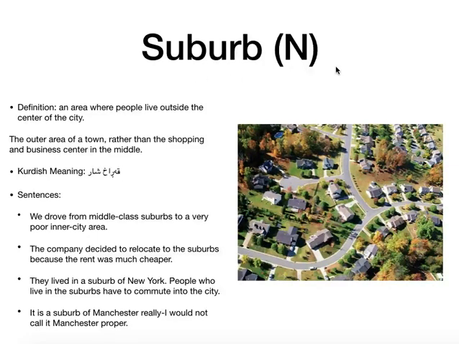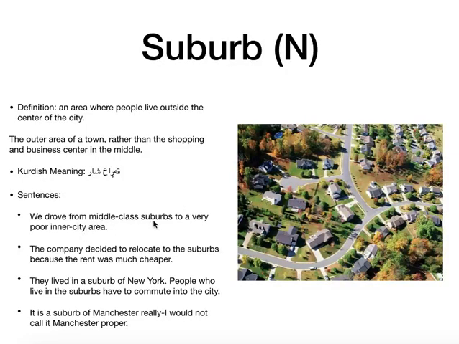Suburb. This is a noun. This is an area where people live outside the centre of the city, the outer area of a town rather than the shopping and business centre in the middle. So a suburb is an area, like in this picture, where people live outside the center of the city. So the center of the city is where shops, businesses, offices are. But the suburb is outside the center, and that's where all the houses are located.